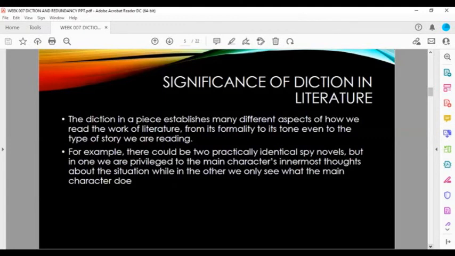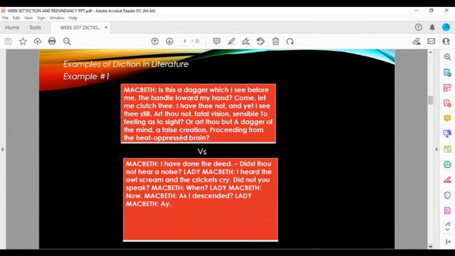Now, let us proceed with the significance of diction in literature. The diction in a piece establishes many different aspects of how we read the work of literature, from its formality to its tone, even to the type of story we are reading, just like what I mentioned a while ago. For example, there could be two practically identical spy novels, but in one we are privy to the main character's innermost thoughts about the situation, while in the other we can only see what the main character does.